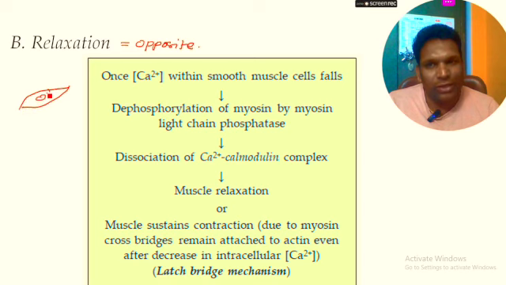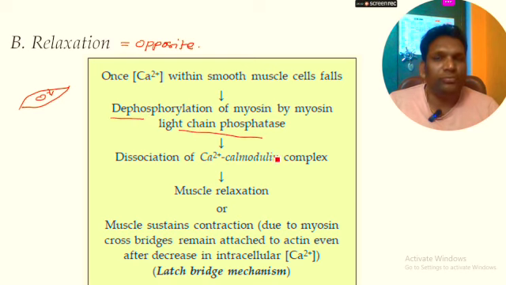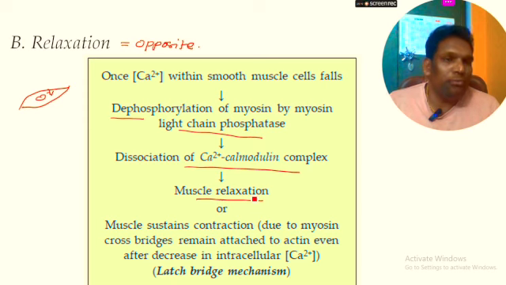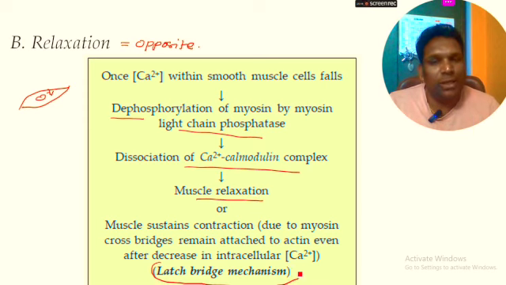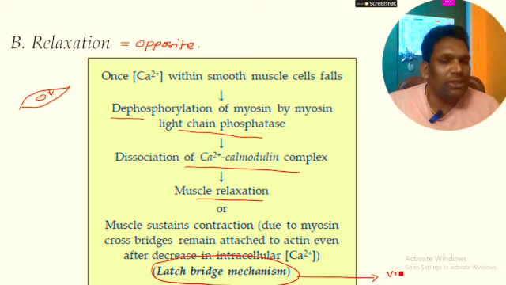Here one point to be noted, which is very, very important, is called the latch bridge mechanism. This is what we call a viva question in the examination. The examiner asks you what is the latch bridge mechanism. Generally during relaxation time, muscles sustain a contraction state because myosin cross bridges remain attached to actin even after a decrease in the intracellular calcium, and it lasts for minutes to hours to days also.